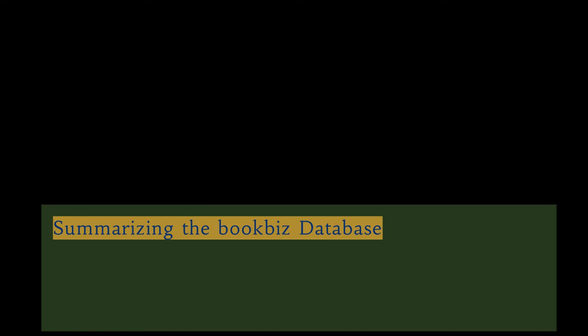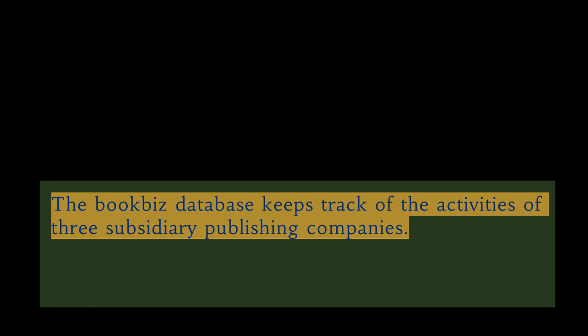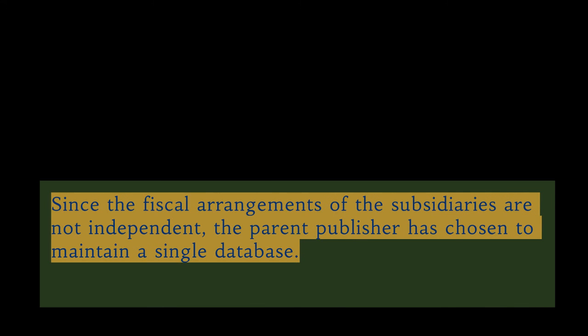Summarizing the Book Biz database. Let's take a closer look at the 9 tables in the Book Biz database to better familiarize you with the material on which the examples in the rest of the Practical SQL Handbook are based. There are more Book Biz details in Appendix D. The Book Biz database keeps track of the activities of 3 subsidiary publishing companies. Since the fiscal arrangements of the subsidiaries are not independent, the parent publisher has chosen to maintain a single database.